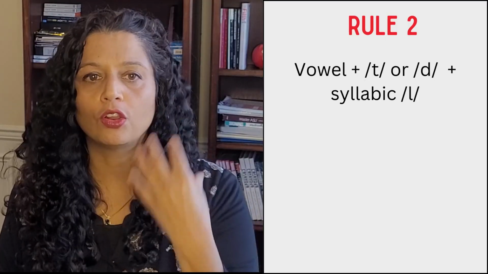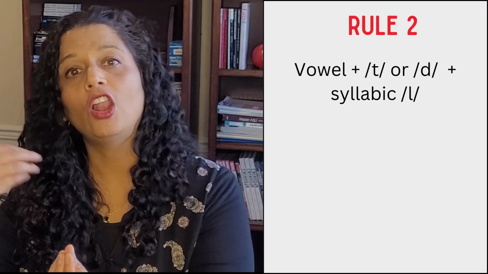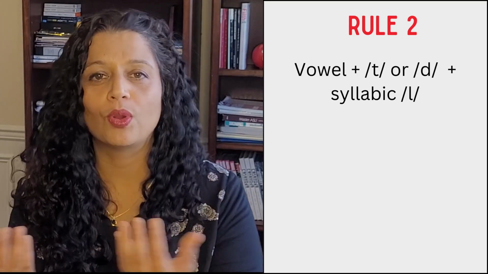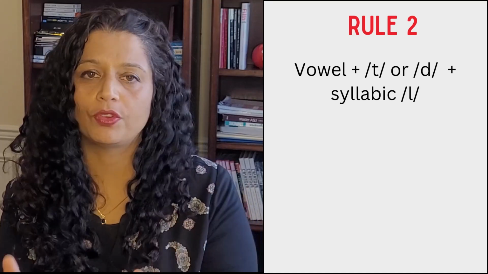The second rule is actually, in my mind, just an extension of the first rule, because if we focus on the vowel sounds, then the second rule isn't really another rule. But if you fixate on the way a word is written, then the second rule will help make it clearer. Okay, so what is it? If it's a vowel followed by the t, followed by a syllabic l sound. Okay, so what do I mean by that? It's easier to just give you an example.